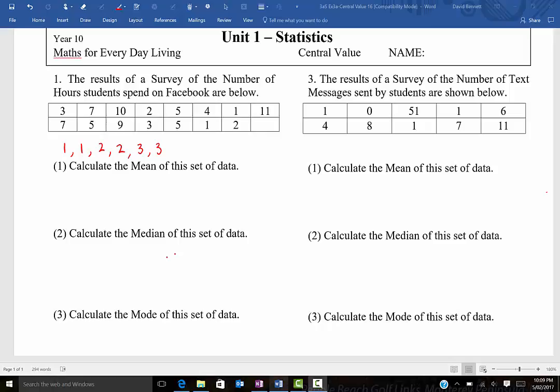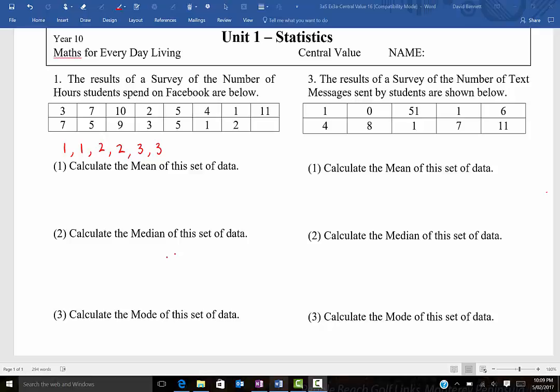G'day, in this video we're going to be going through the measures of central values, and that means that we'll be looking at the mean, median and the mode. Now here's a table from a sheet which says the number of hours students spend on Facebook are below.